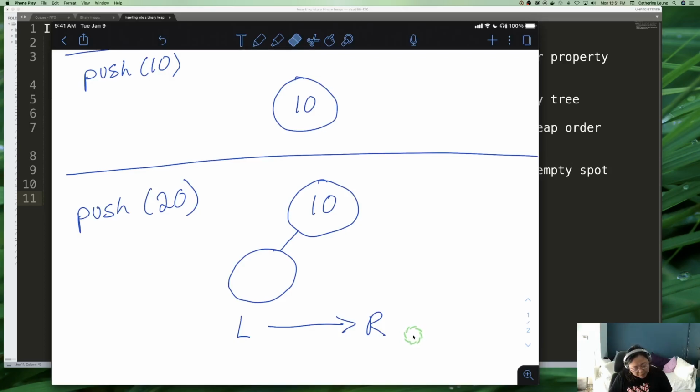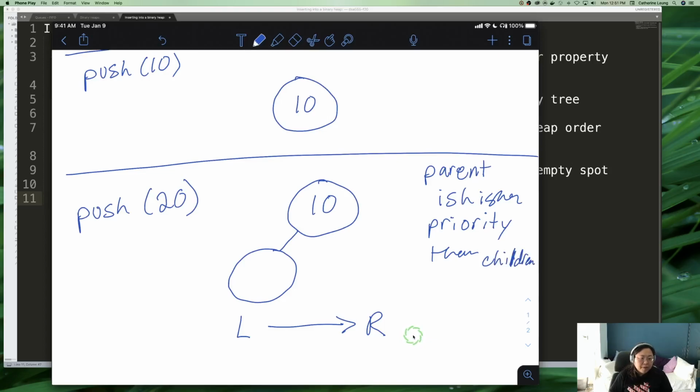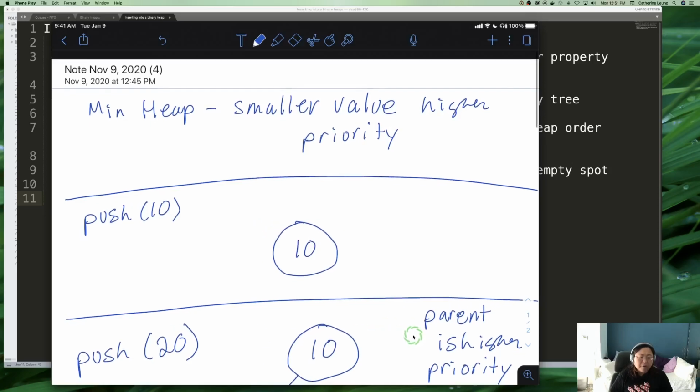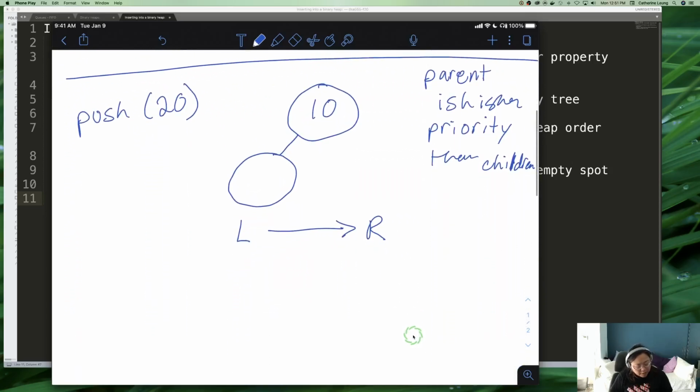Now, can I place the 20 into the spot without breaking heap order? So remember, heap order says the parent has higher priority than the children. So this is the important part, that the parent has a higher priority. So does the parent have a higher priority? Remember, smaller value, higher priority. So does 10 have a higher priority than 20? Yes, it does. So we leave 10 where it is. We can just put the 20 in. Okay?